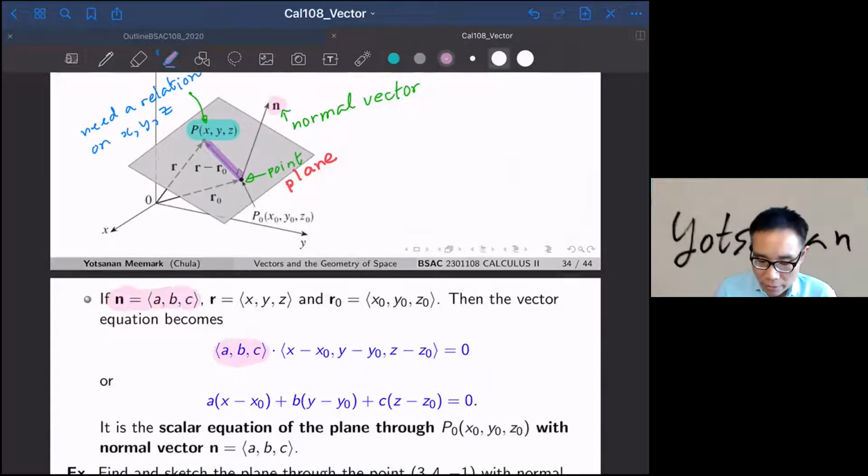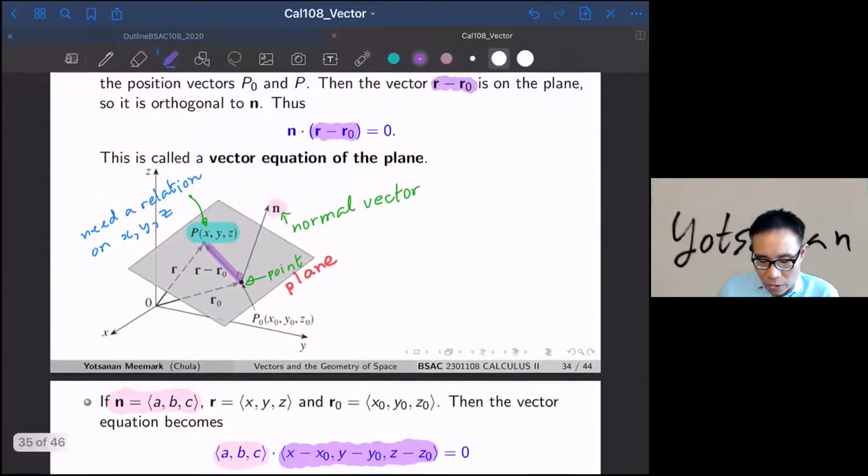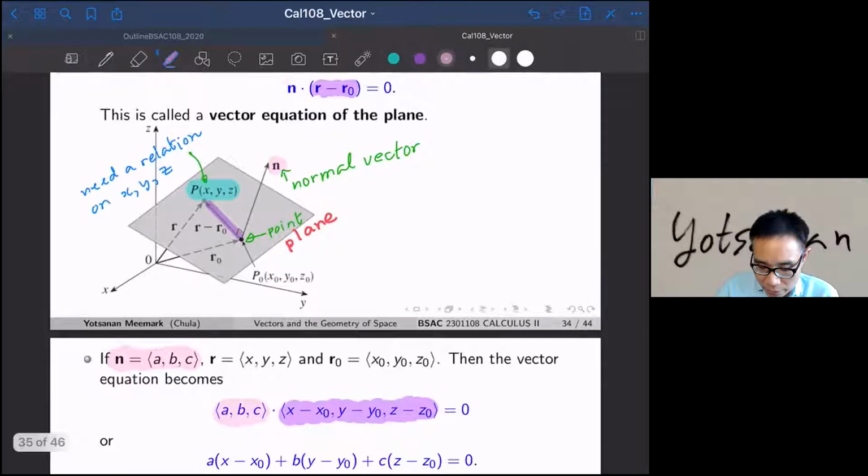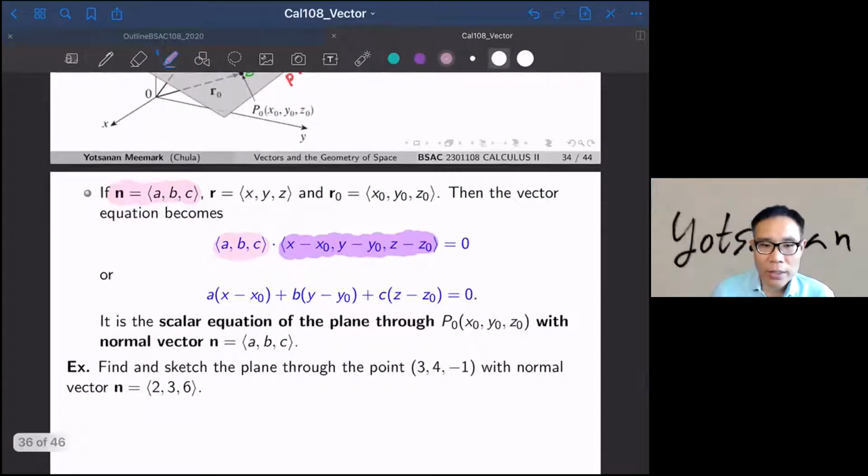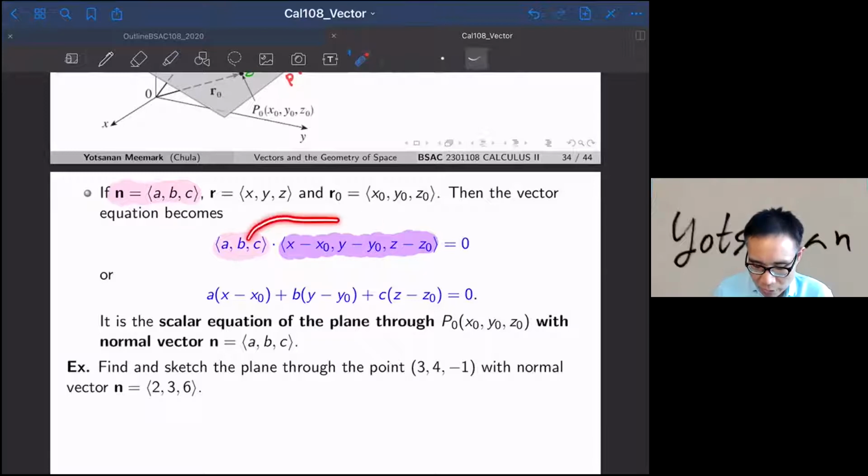And you have r minus r0, which is the purple one. So this one will be x minus x0, y minus y0, and z minus z0. So this will give you n dot (r minus r0). The pink one dotted with the purple one gives you the equation. When you dot this, it's going to be a multiplied with x minus x0, b multiplied with y minus y0, and c multiplied with z minus z0.